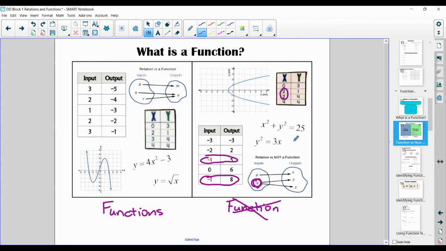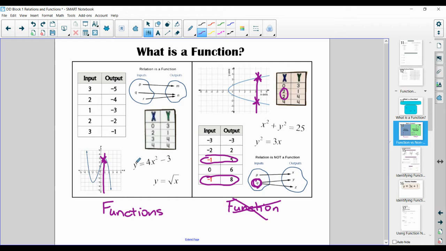If we look at a graph, a way that we can tell if a graph is a function or not, we can do what's called a vertical line test. And so if I draw a vertical line through that graph, if I only cross the graph in one spot, it is a function. If I were to look at this graph here, no matter where I draw that vertical line, if I cross the graph in more than one spot, it is not a function.